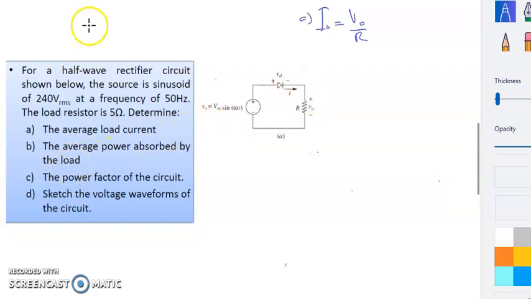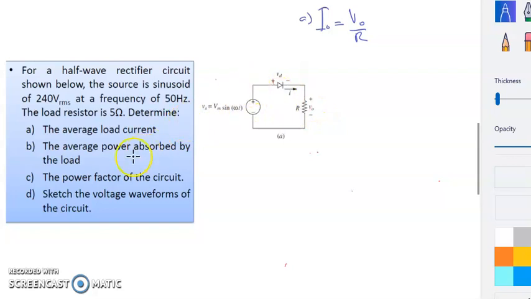Then what is the average power absorbed by the load, which is the resistor here, and also the power factor of the circuit, how much the power factor at the point of load view. And also then you have to sketch the waveform of the circuit to compare how the waveform of input compares to the one after being rectified by the diode at the output terminal.